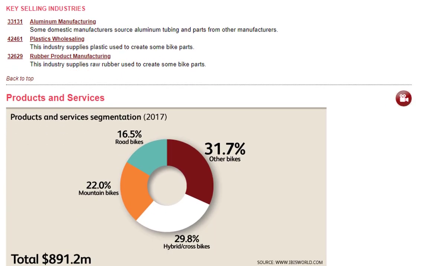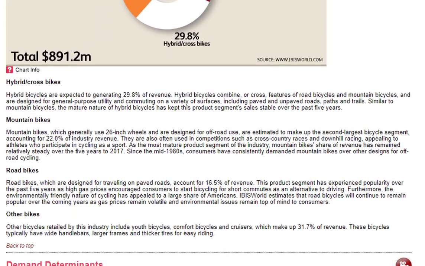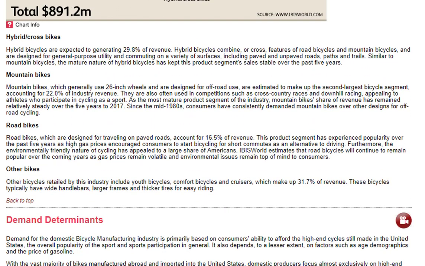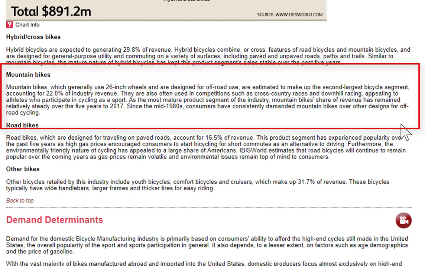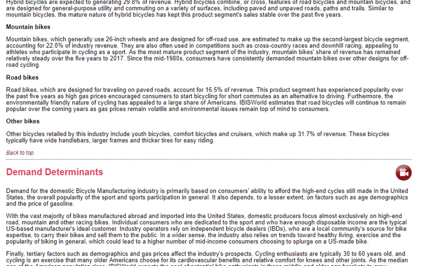And if you look at products and services, this chart right here, 22% of this industry is related to mountain biking. And then it actually takes those products and services and spells them out. So mountain bikes gives you a slight definition of what they mean by mountain bikes. They are the second largest bicycle segment, accounting for 22% of the industry revenue. And then it talks about some of the competition even within the bike industry itself.